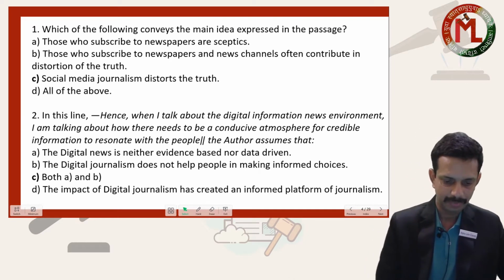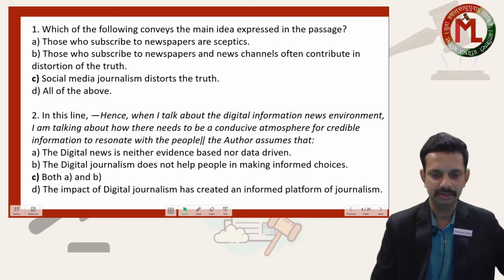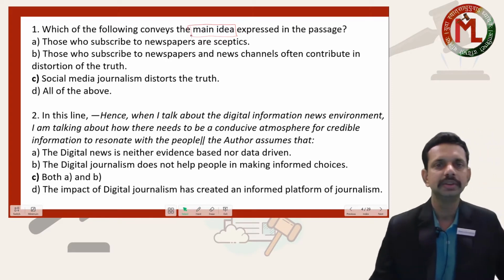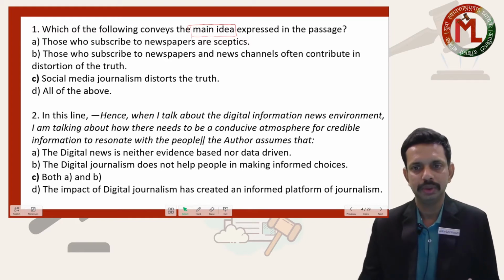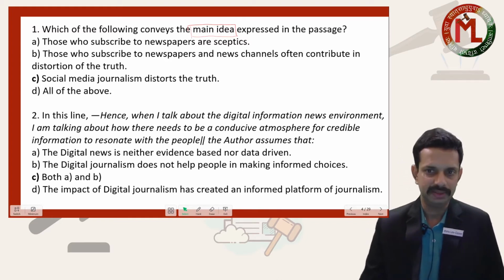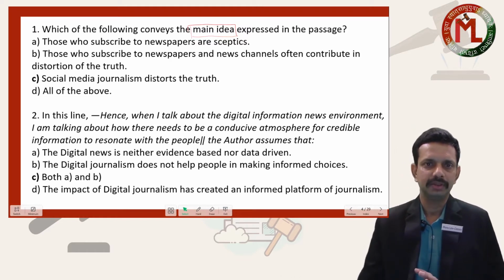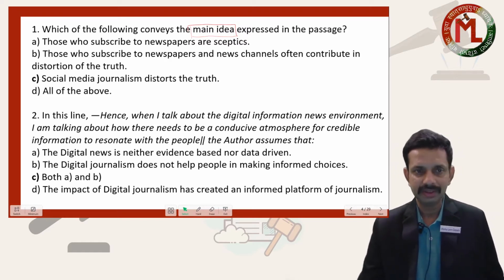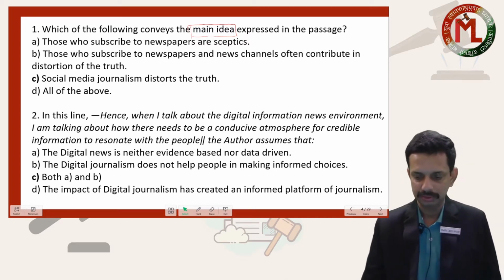Now, in this case, the keyword for this question is the main idea. So if you are trying to solve questions based on passages, you have to identify the keywords in the question. The first question, the keyword is main idea. So you have to identify what is the main idea of the passage, and normally the first question is generally based on the first few lines of the passage. Now, second question, they have given a line, and I have to identify that line in the passage, right?